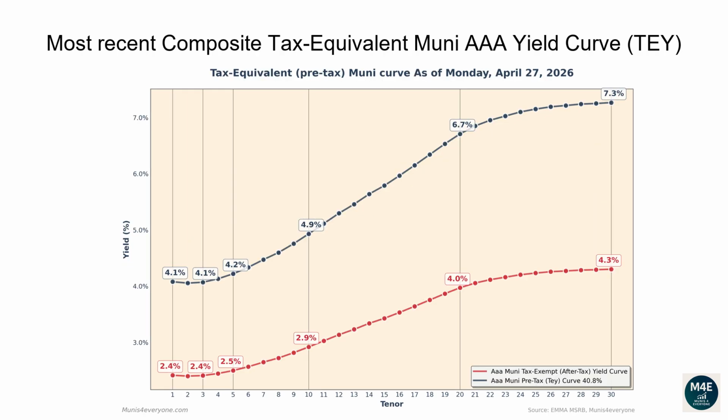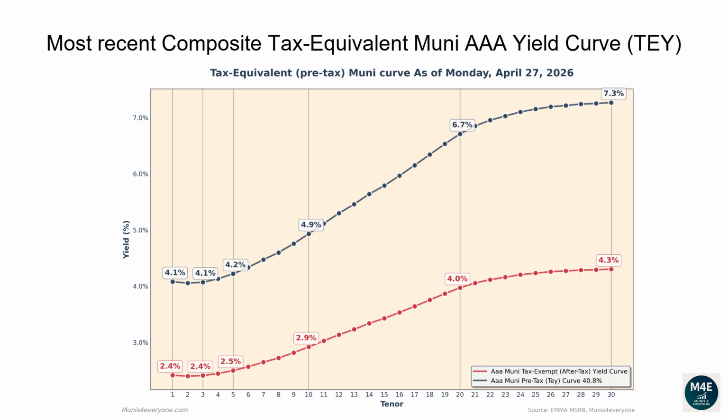Let's now go over the most recent composite tax-equivalent Muni AAA yield curve. The following graph shows, in red the tax-exempt after-tax Muni yield curve, versus in blue its tax-equivalent pre-tax version assuming a 40.8% top tax bracket, as of April 27, 2026.